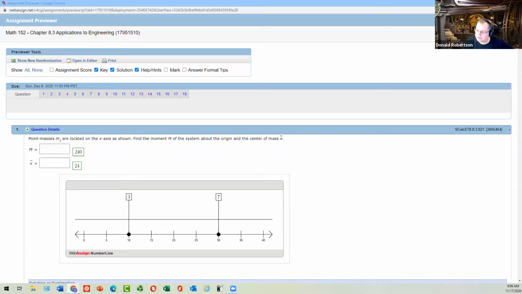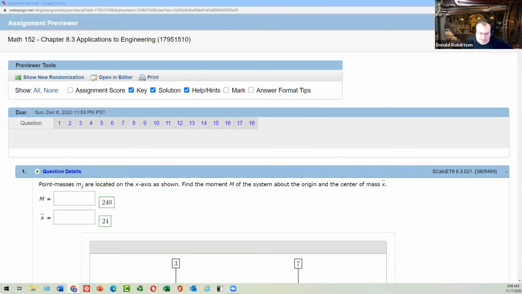We have section 8.3, which we're going to do today, which is applications of integration to engineering and physics. And then chapter 9, which is all about differential equations. All of this, that's 5 sections of homework, will be due on Sunday, the 6th of December.